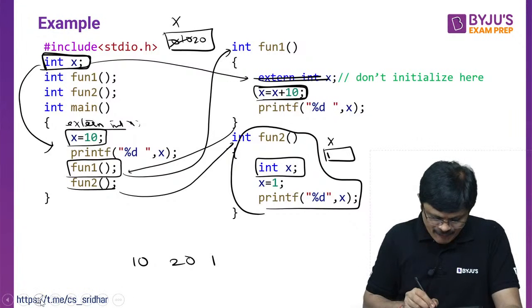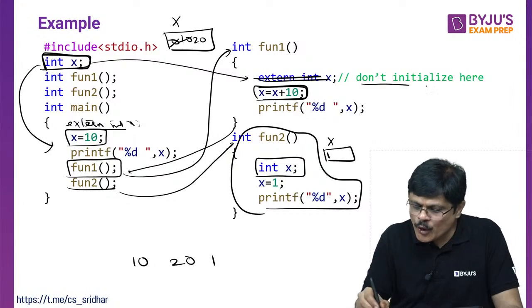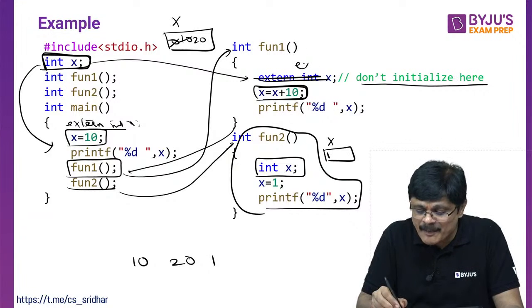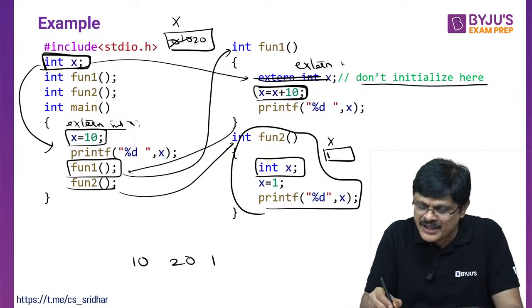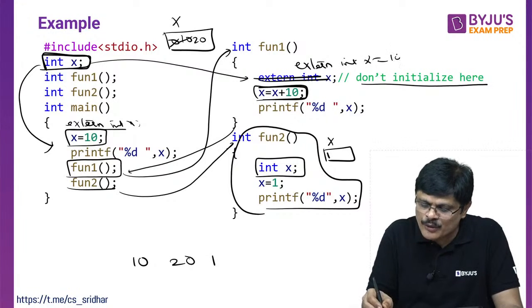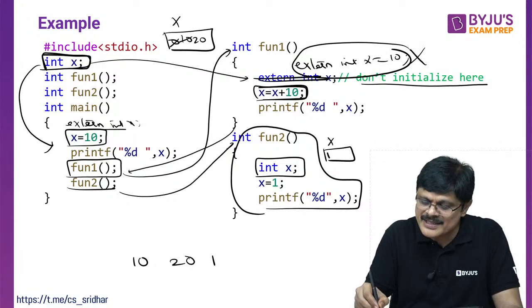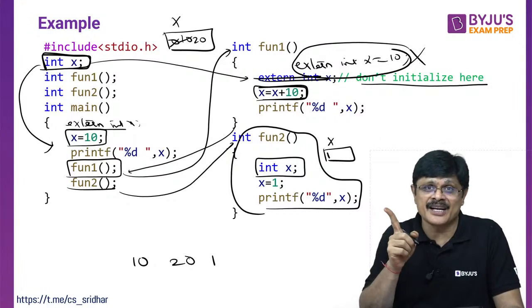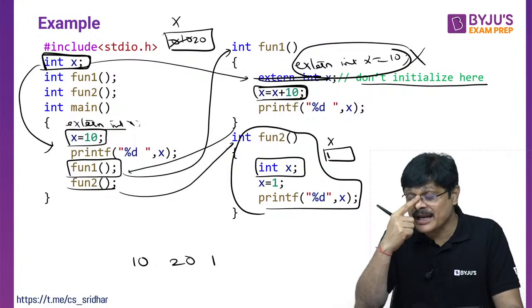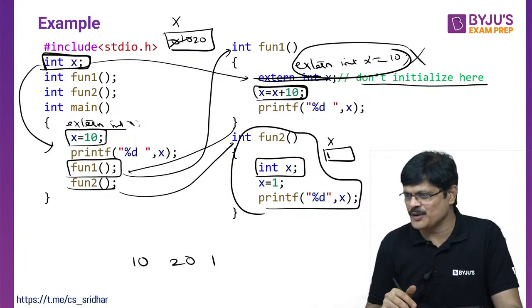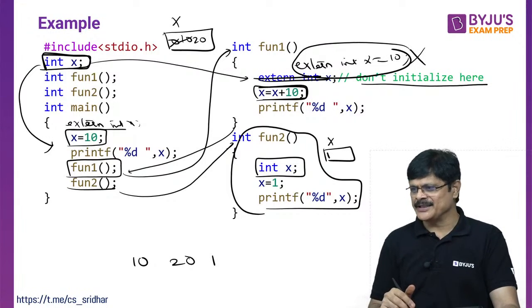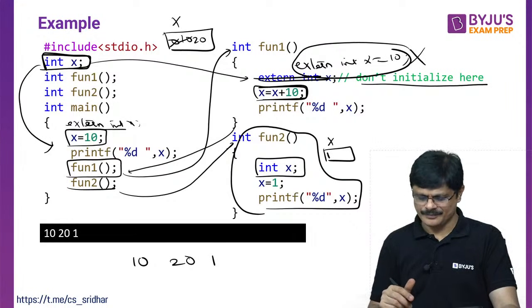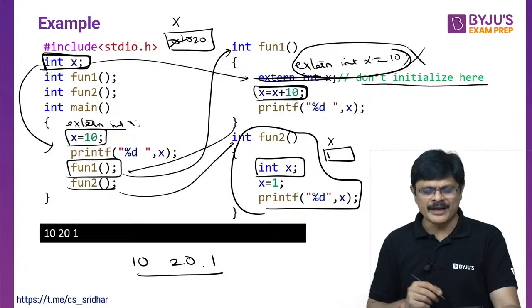Please remember one more important point: don't initialize value here. For example, some people are in a hurry, they'll write extern int x equal to 10. This is wrong. Don't do initialization for extern declarations, my dear friends. Hope you understand. So this is the output, my dear friends.